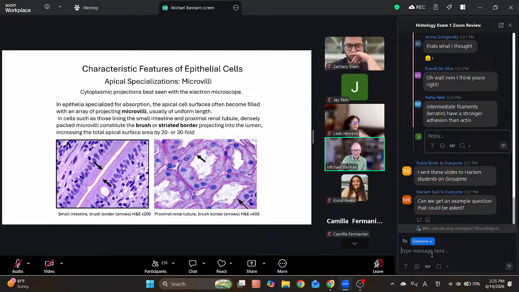Another thing to notice is that sometimes in some of these sections, you can see a line at the periphery of an epithelial structure. At this renal tubule, this line at the outside is the basement membrane.